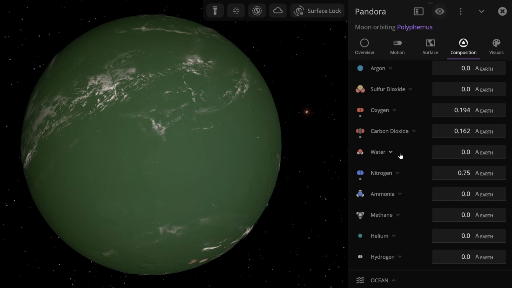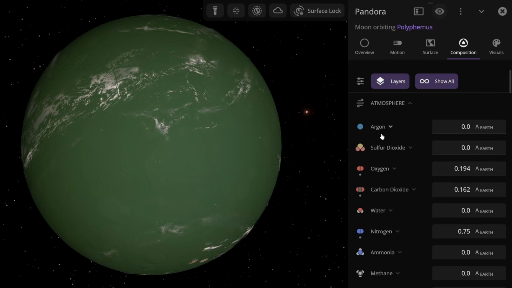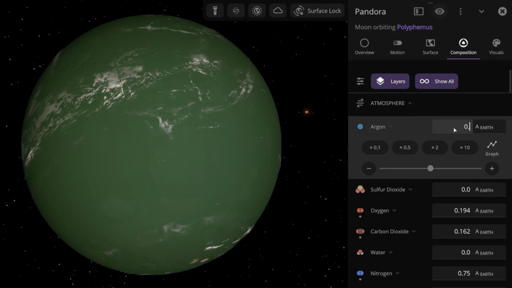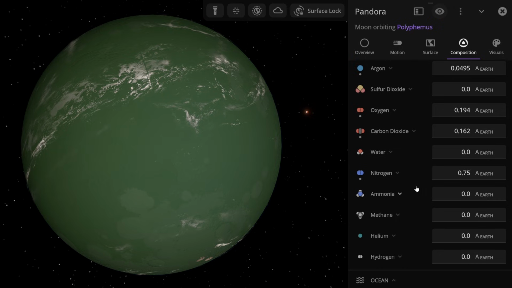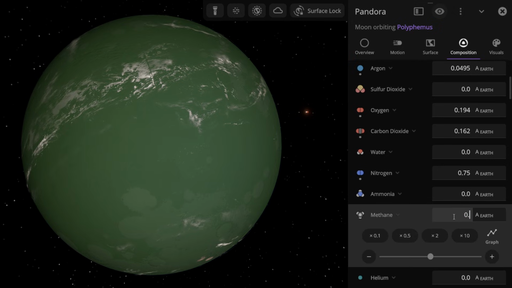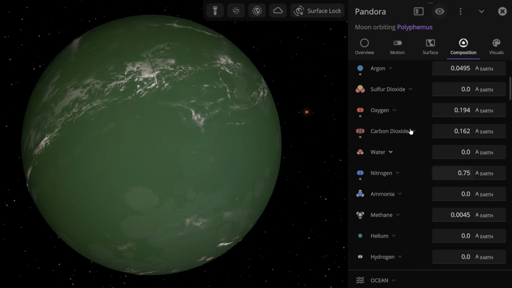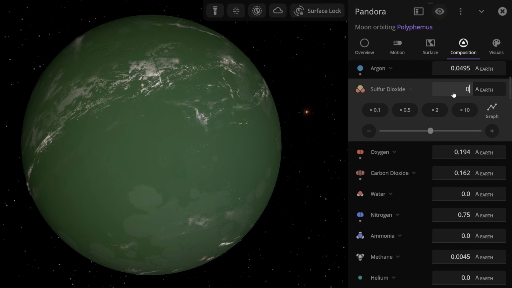Also, on Pandora, there's xenon 5.5%, but there's no xenon here in Universe Sandbox, so I'll just add that value to argon, let's put it there. And according to my calculations, it comes out to 0.0495. But humans can't breathe this gas either, and Pandora also has methane and hydrogen sulfide. Together, these chemical compounds make up about 1%. Well, anyway, methane, I'll set the value to 0.0045. And since there's no hydrogen sulfide here, I'll just add it to sulfur dioxide. Here's sulfur dioxide, also 0.0045 of one Earth atmosphere.